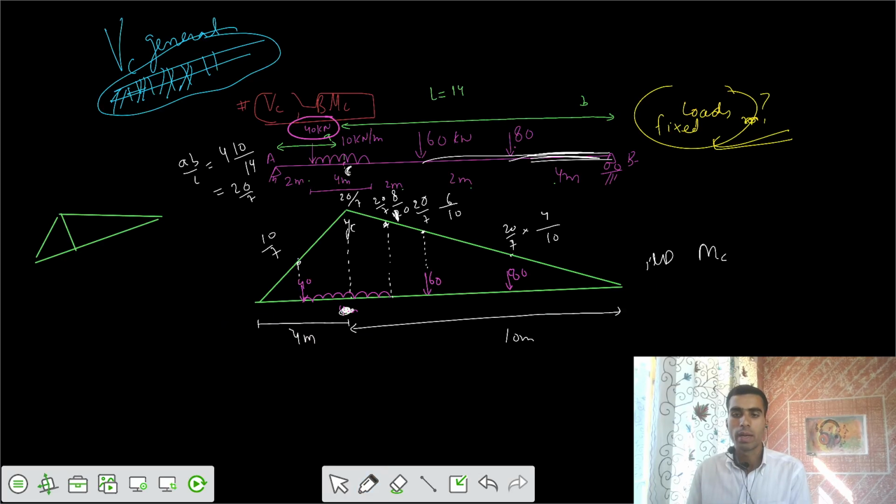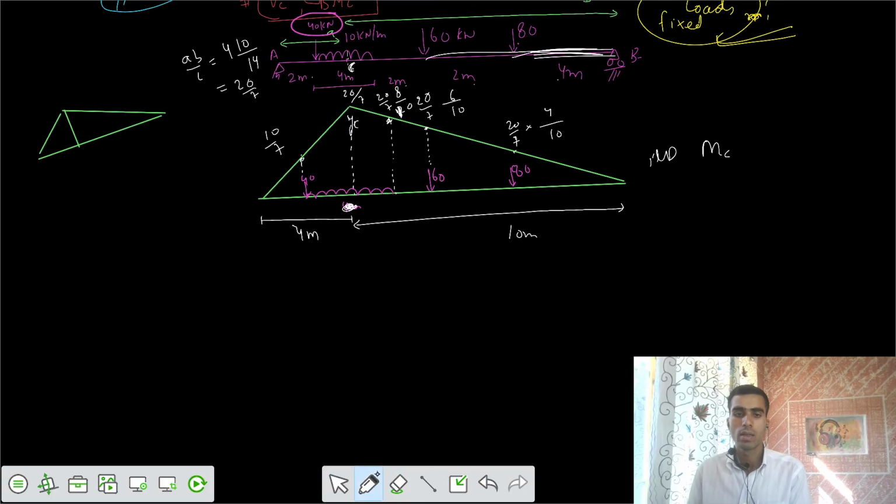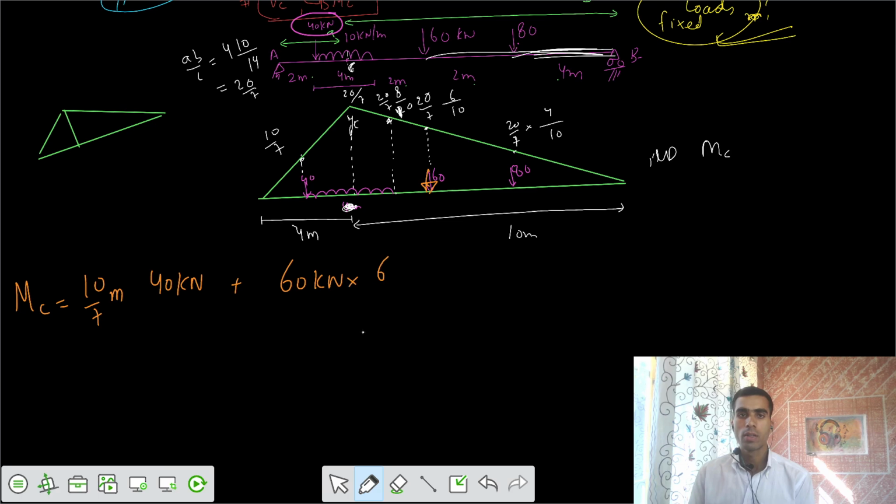We can say what is the bending moment at C. That would be equal to those ordinates into loads. Let's go for this one. 10 by 7 ordinate, having a unit of meter, multiplied by 40 kilonewton, plus. Then we keep the UDL for now as it is. Let's go for the 60 kilonewton: 60 kilonewton into the ordinate of 6 by 10 into 20 by 7 meter, and plus similarly the third load, the 80 kilonewton. Then we have 20 by 7 into 4 by 10 meter.